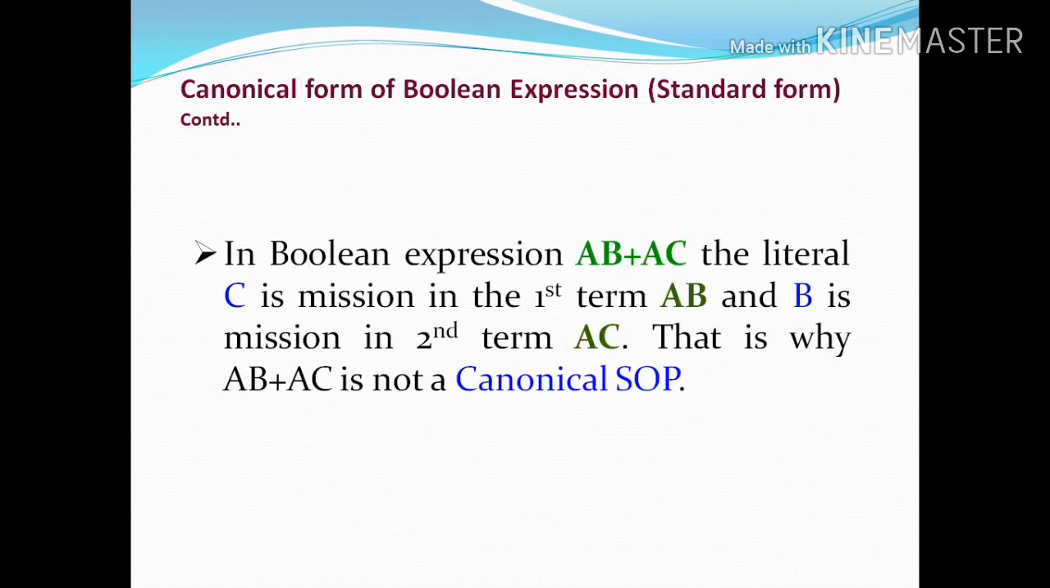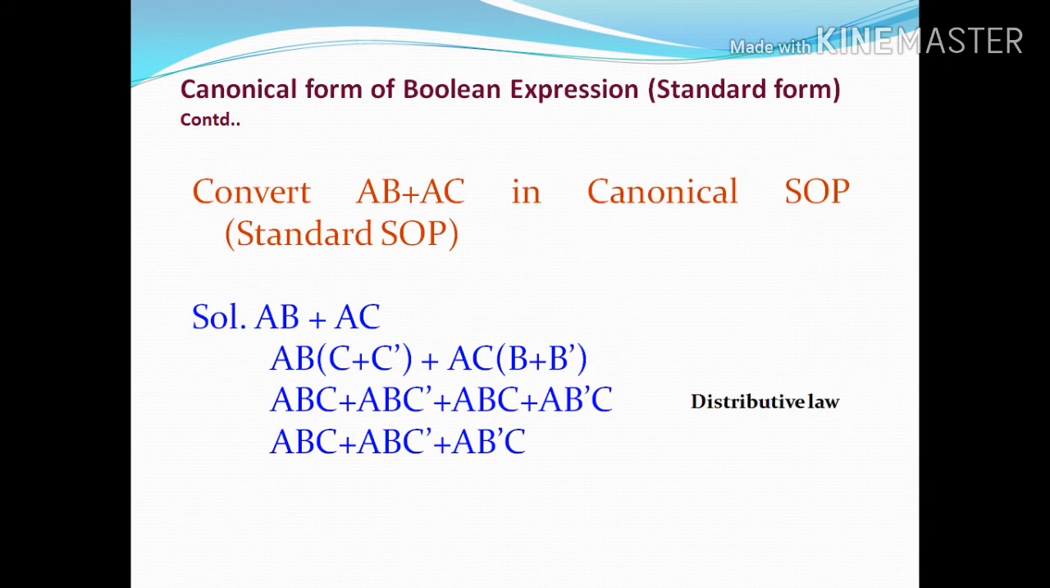In Boolean expression AB plus AC, the literal C is missing from the first term and B is missing from the second term. That is why AB plus AC is not at all a canonical form. That is, it is a SOP, but it is not canonical SOP. Now to convert into the canonical SOP, what we have to do?